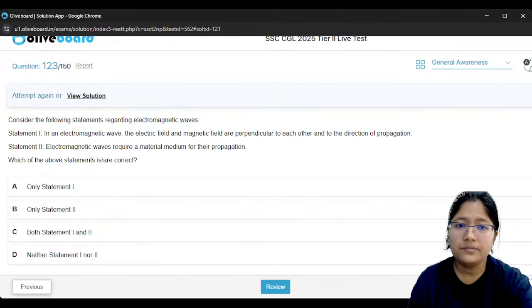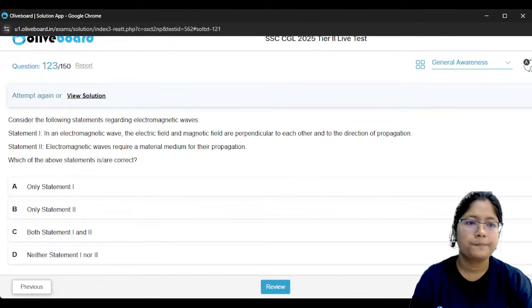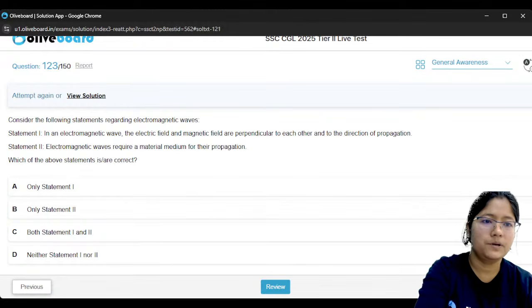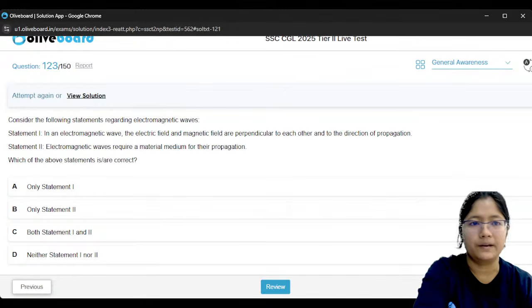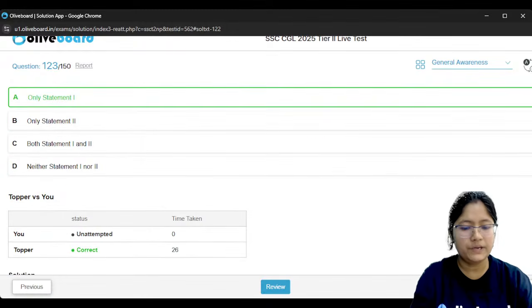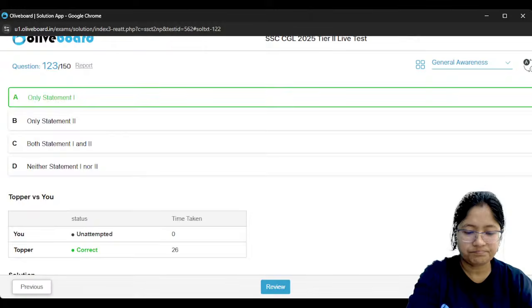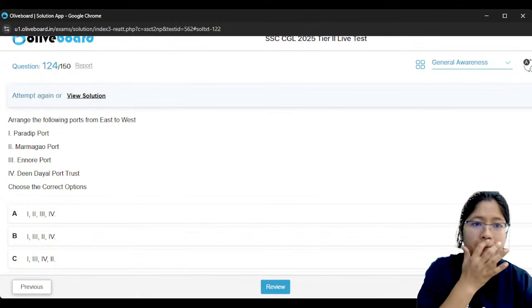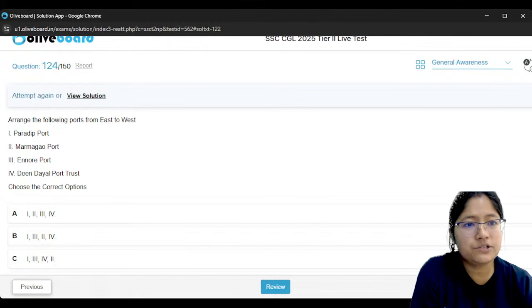In an electromagnetic wave, so 1 here is correct, but 2 here is not correct. So the answer here will be option number A, that is only 1. Yes, so only 1 is correct here. Next question. Arrange the following ports from east to west.